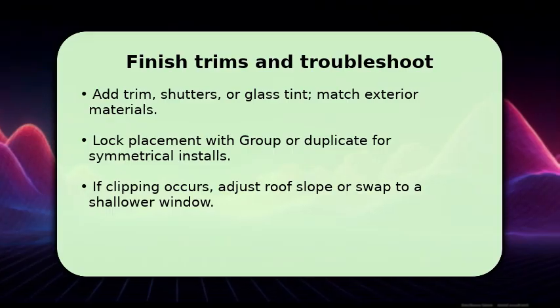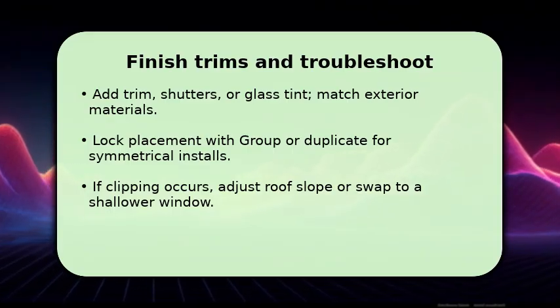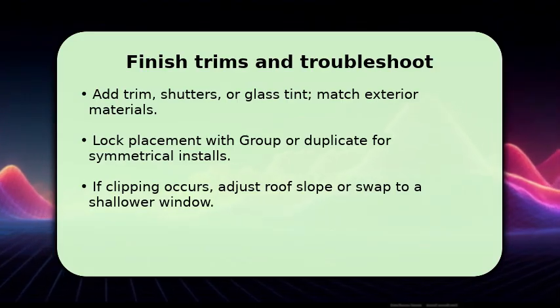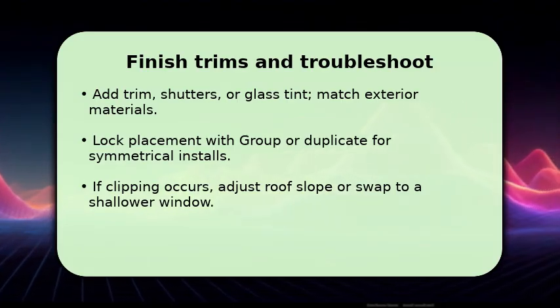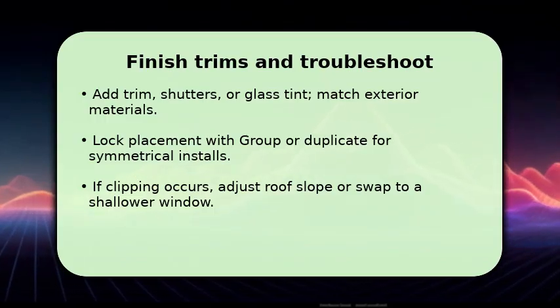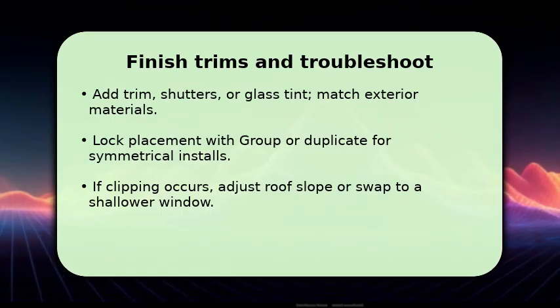If you encounter clipping or visual gaps, adjust the roof slope or slightly change roof overhang. Alternatively, swap to a shallower window model that sits flush. One key troubleshooting tip: if the window still clips, temporarily change the roof height by small amounts until geometry aligns.